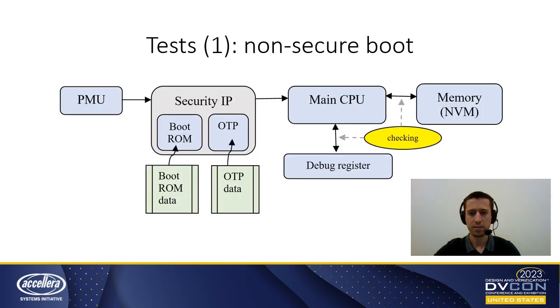So first, the non-secure boot. As mentioned before, we need to produce our boot ROM data and preload the boot ROM memory with it. We also need to have OTP data.